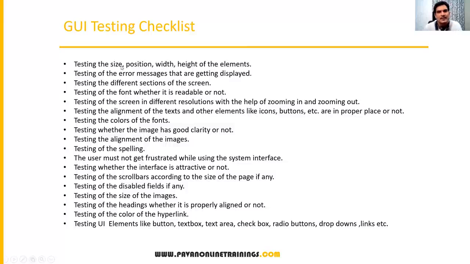So, testing the size, position, width, and height of the elements. If I say some element, let us say I have a small image, I have a logo. Let us say logo or image, something is placed on my UI, and even if it is a text box, or a text area box, or a drop down, whatever element you have in your UI, every element has some size, a position where exactly that element is placed, and a width and height, which should be verified. So that is one option.